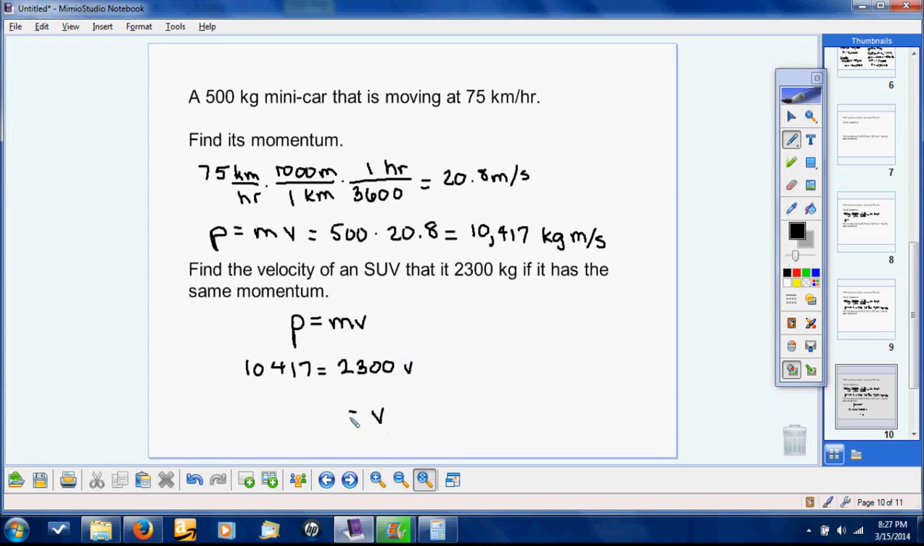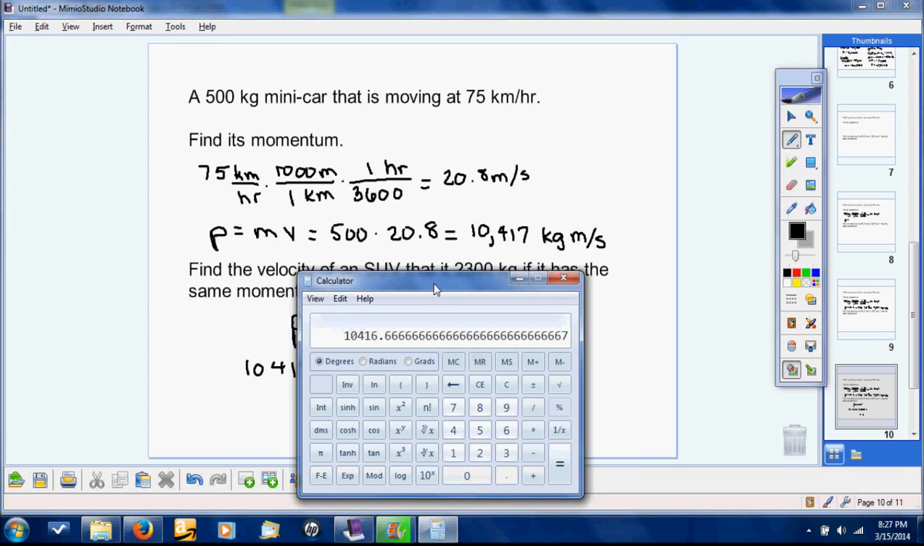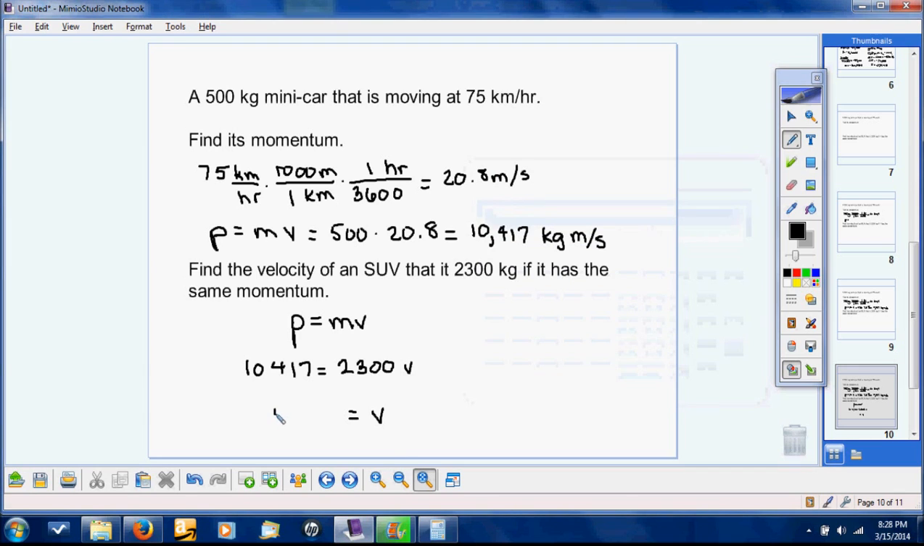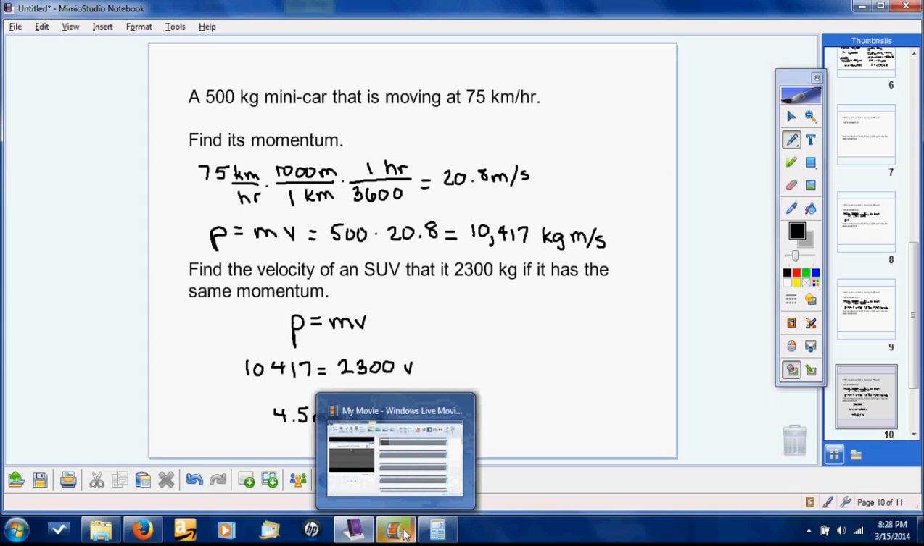So you need to divide 10,417 by 2,300. And that would give us a very slow velocity for that SUV. To have the same momentum, it's only going to have to be going 4.5 meters per second, which is super slow. Alright, so its speed is 4.5 meters per second.